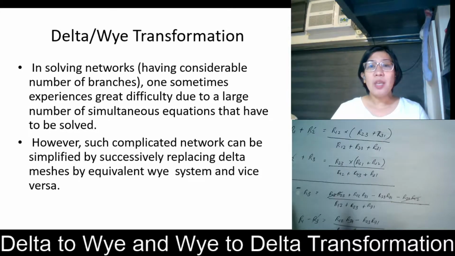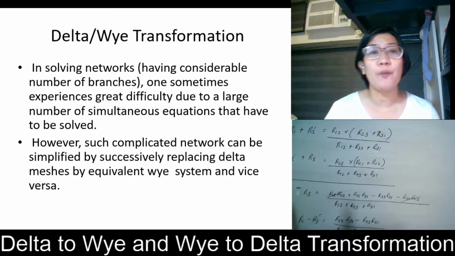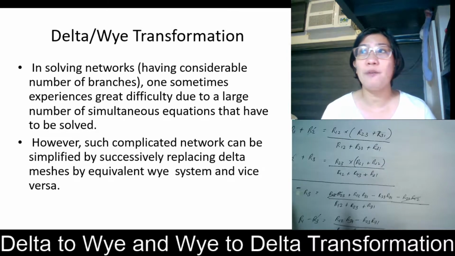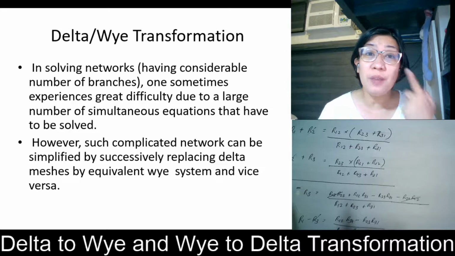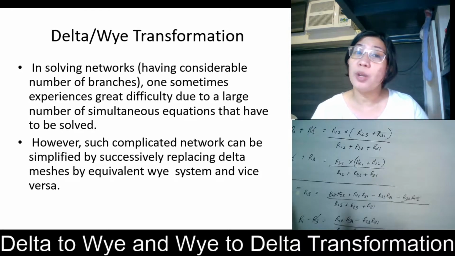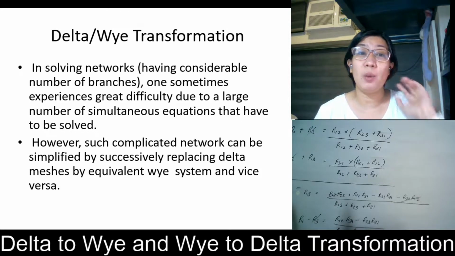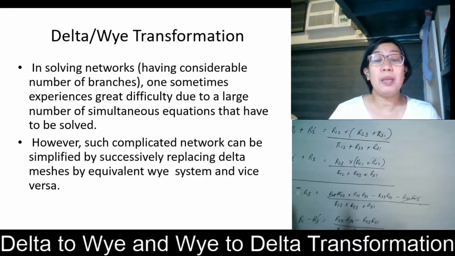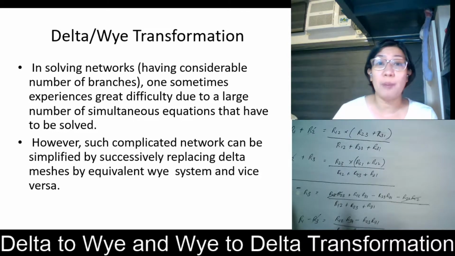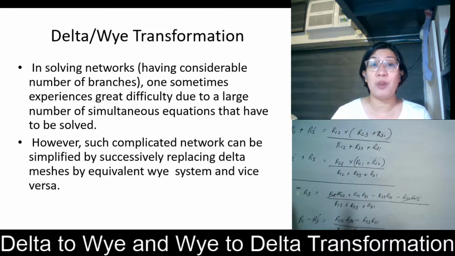It says here, in solving networks having a considerable number of branches, one sometimes experiences great difficulty due to a large number of simultaneous equations that have to be solved. In the last video, we already tried solving circuit problems using a quadratic equation formula, or we combined different equations. However, such a complicated network can be simplified by successively replacing delta meshes by an equivalent Y system, or vice versa, whichever is applicable in a given circuit configuration.